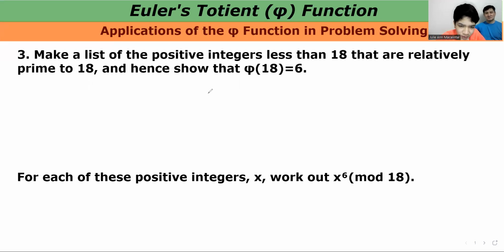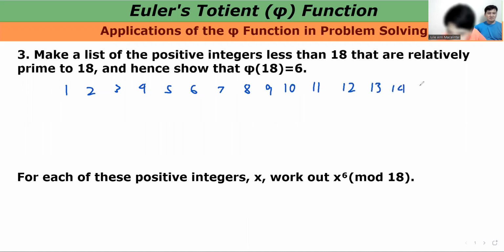So the simplest way is to literally write all of the positive integers less than 18. So I will list them down first. I will just use the dark blue so it will contrast to the black. 1, 2, 3, 4, 5, 6, 7, 8, 9, 10, 11, 12, 13, 14, 15, 16, 17, 18.